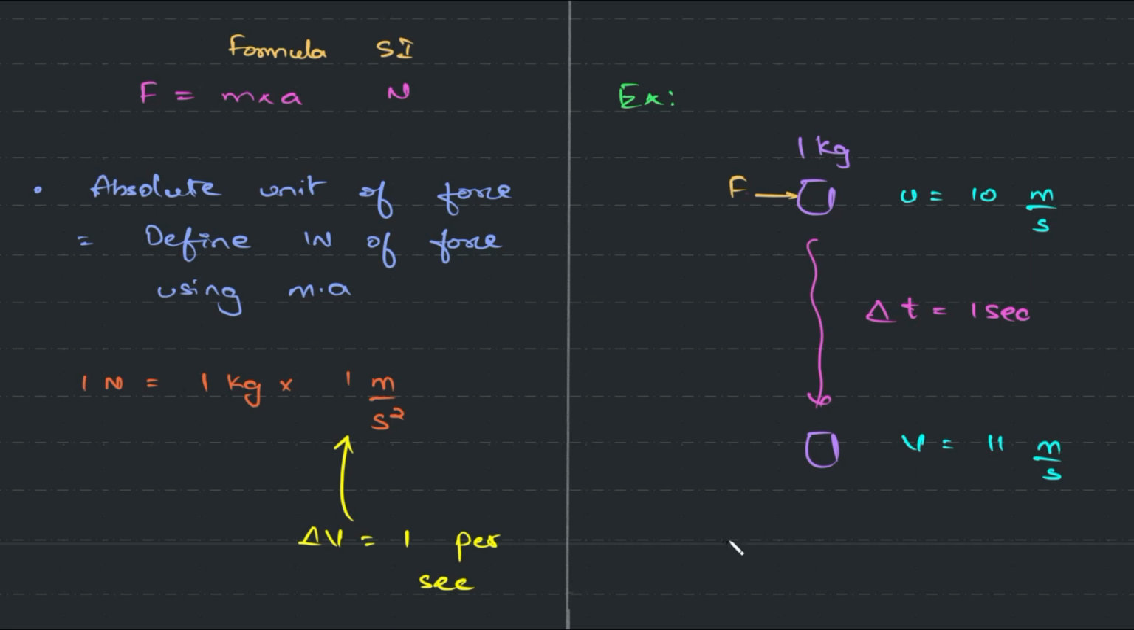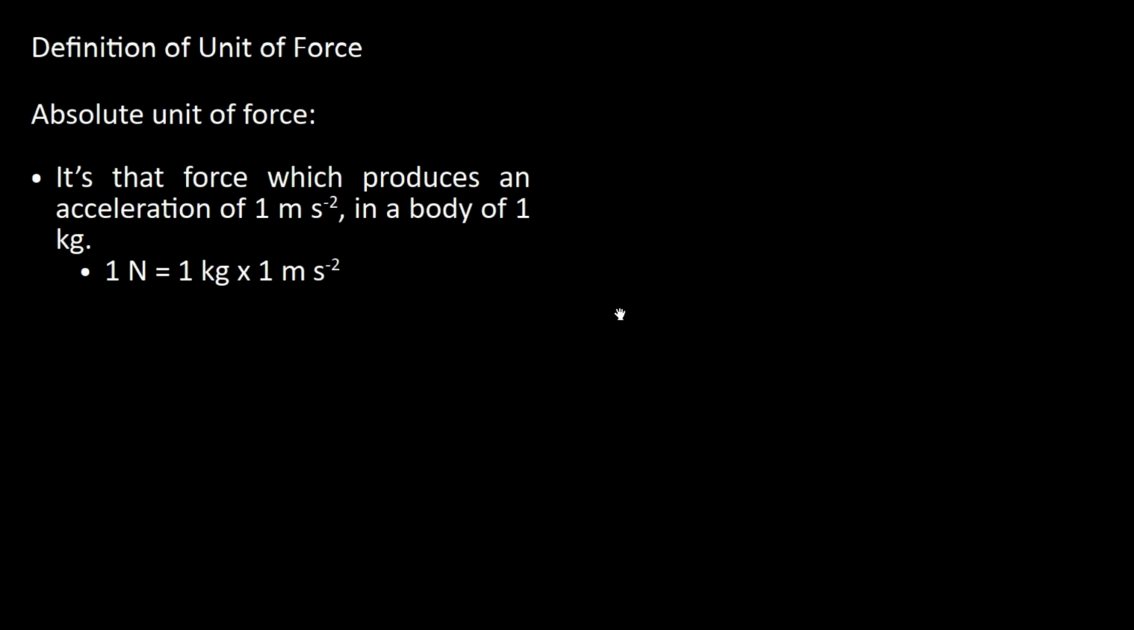So from this, what can you tell? Well, the change in velocity here is 1, because 11 minus 10 is 1. In how many seconds? In 1 second. And so the acceleration is 1 meter per second square. The mass is 1 kg. Therefore, with all of that, my force is 1 Newton. This is what I can conclude. You guys agree? And that is your absolute definition of force.